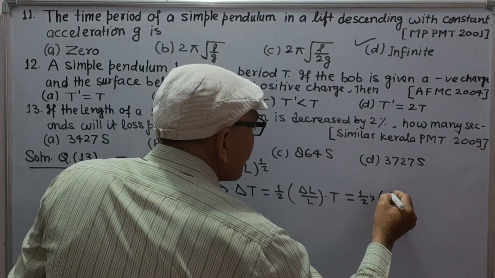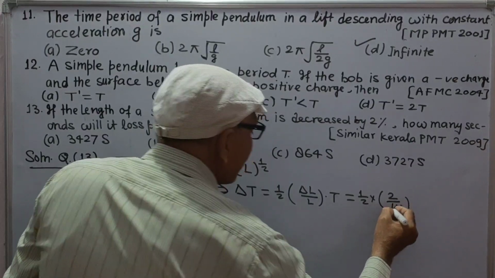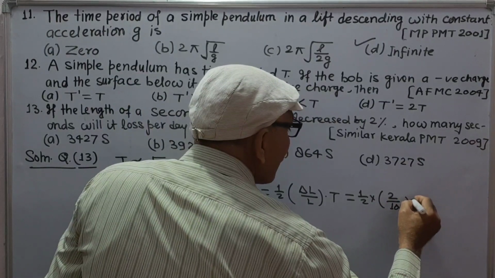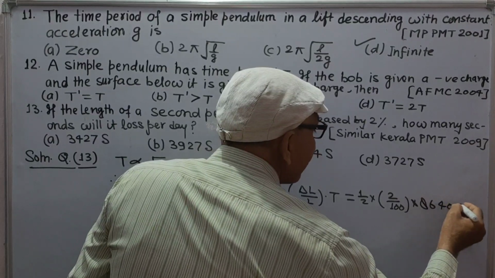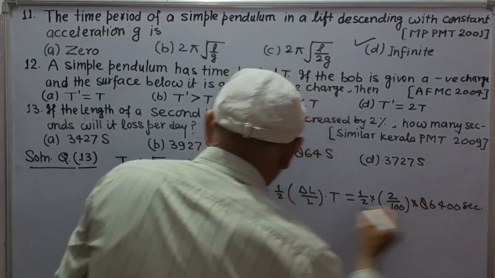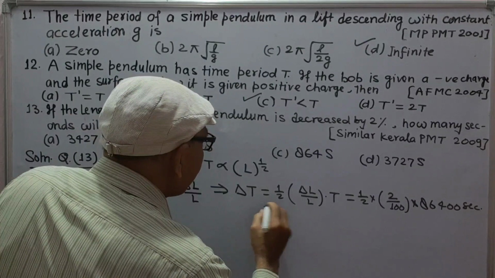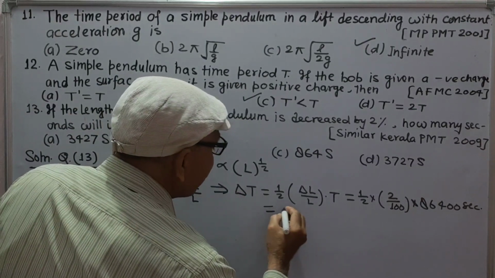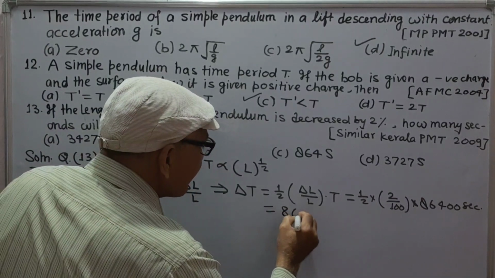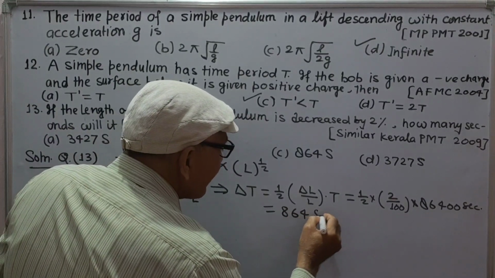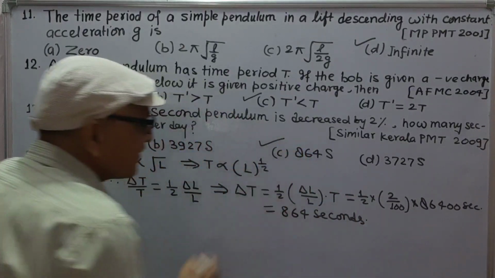So it is 1 by 2, delta L upon L is 2 upon 100, and T is 1 day, means 86,400 seconds. So we get delta T as 864 seconds. So the correct option is C.